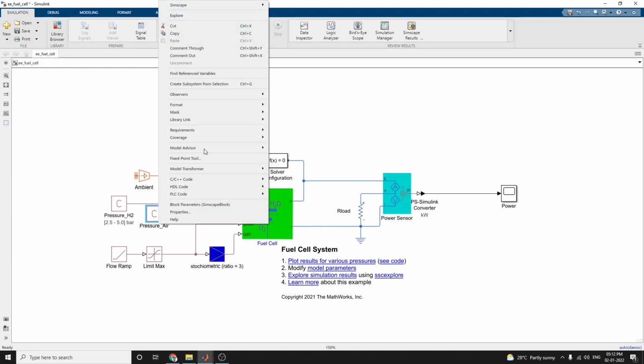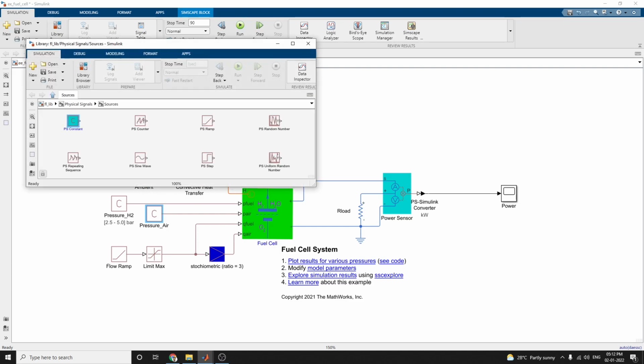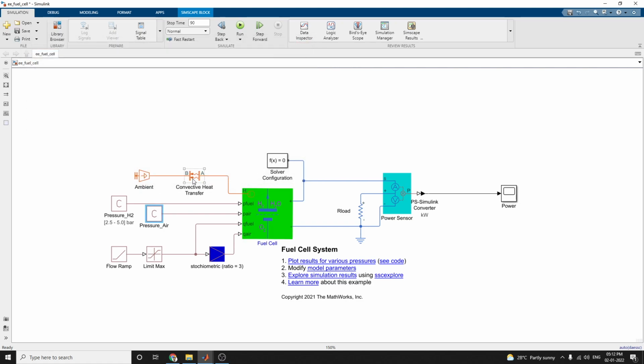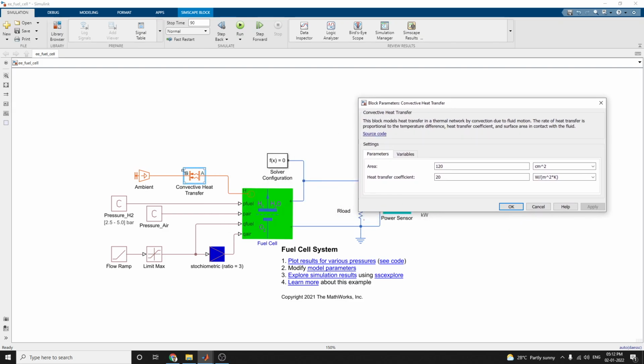Here is how we can get this block. Just go to the library. The same thing, the PS Constant block: you can drag and drop it and make this design. Similarly, there is the Convective Heat Transfer block. This block models heat transfer in a thermal network by convection due to fluid motion. The rate of heat transfer is directly proportional to the temperature difference, the heat transfer coefficient and the surface area in contact with the fluid. Here also you can set the area and heat transfer coefficient.